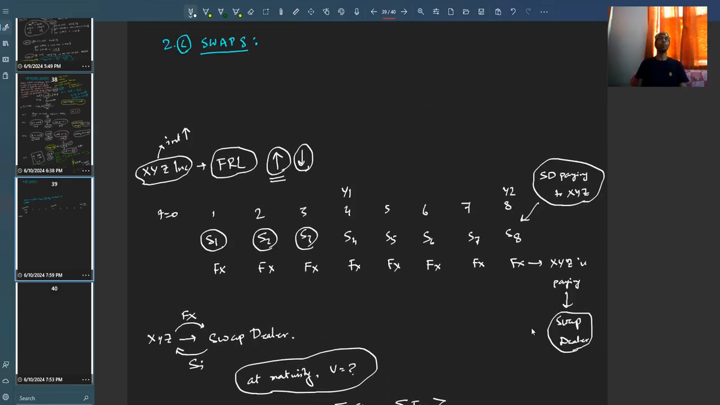Now, what are the features of a swap? It is an OTC contract. So in that sense, it is more like a forward contract rather than a futures contract. So obviously, if it's an OTC contract, it will have more flexibility.